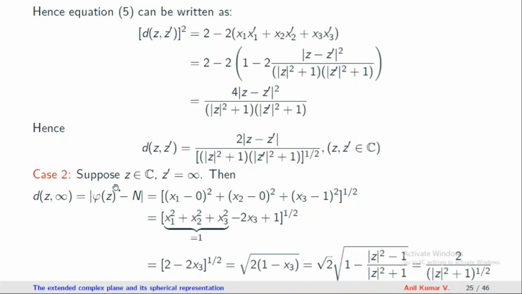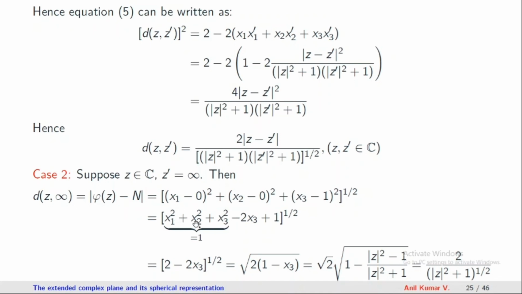Now consider the second case. Assume that z is a point in C and z prime is infinity. Then the distance between z and infinity is equal to the Euclidean distance between their spherical images. The spherical image of z is phi of z and the spherical image of the point infinity is N. So the Euclidean distance between these 2 points is square root of (x1 minus 0) the whole square plus (x2 minus 0) the whole square plus (x3 minus 1) the whole square.